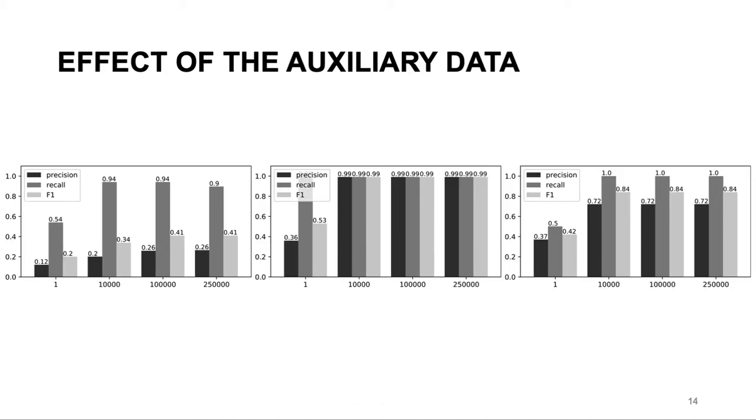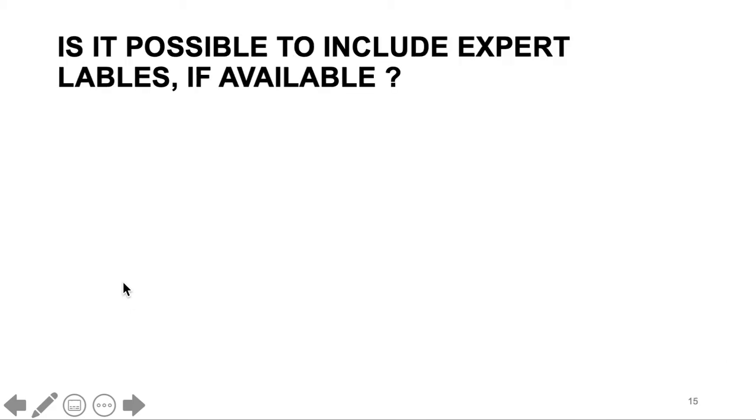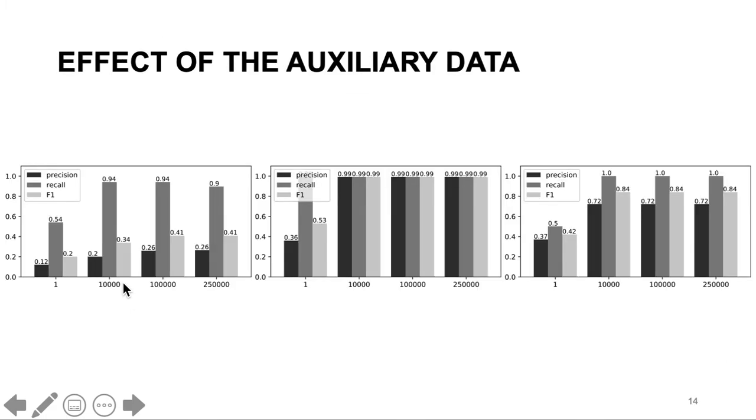We also tested the effects of the auxiliary data, where we started from only 1 sample of auxiliary data up to 250,000. And we can see that already at 10,000 we have the best performing model. So no more than 10,000 logs are needed.